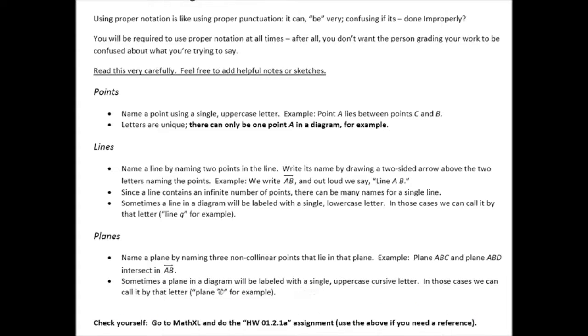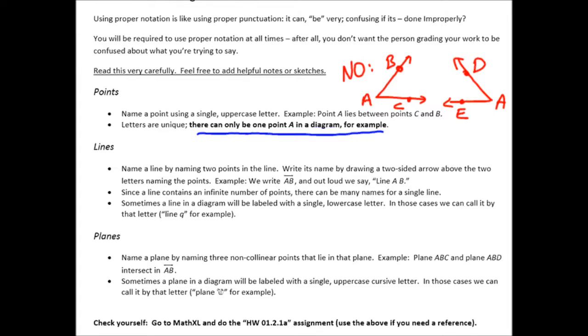When naming points, there can only be one point A, for example, in a diagram. A diagram can contain multiple figures, and so this is where sometimes people make mistakes. Here's an example of what not to do. Here's a single diagram with two angles. Both of them have a point A. This is a problem. Even though they're different angles, they are part of the same diagram, and so we need to change that A to something else. Now this is a good diagram.